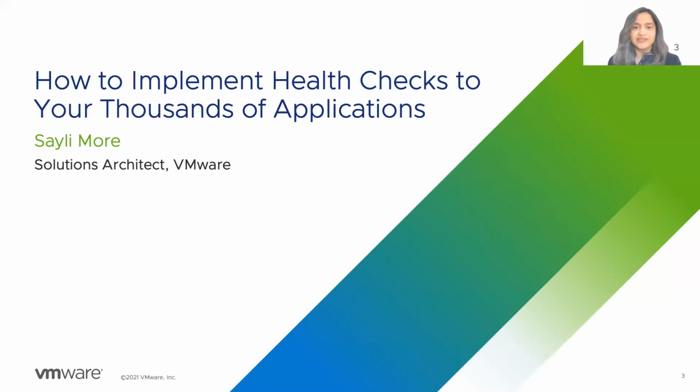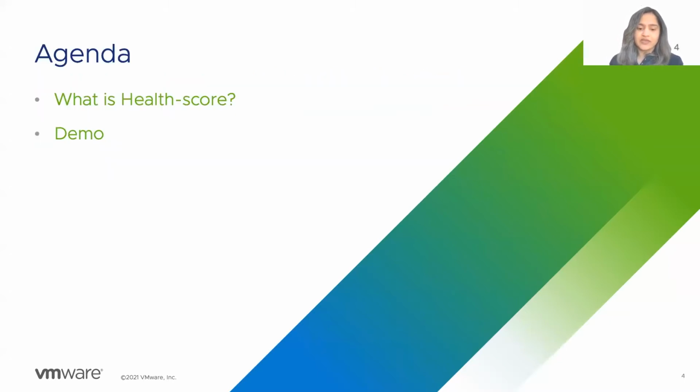My name is Sally. In this session, we are going to cover how to implement health score for your thousands of applications. Users usually monitor their applications with health checks. Health checks is an industry-wide generic term to see how your servers are doing, if they're up or down. Now, this tends to be a problem if you have thousands of applications. This is where Avi's health score comes into picture.